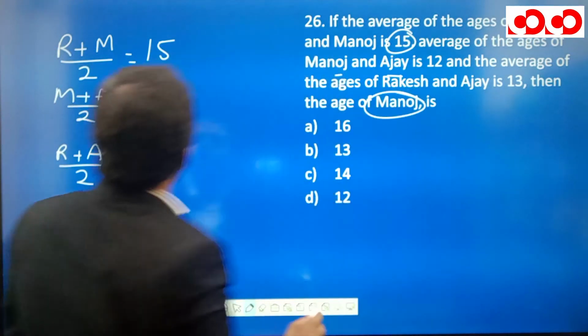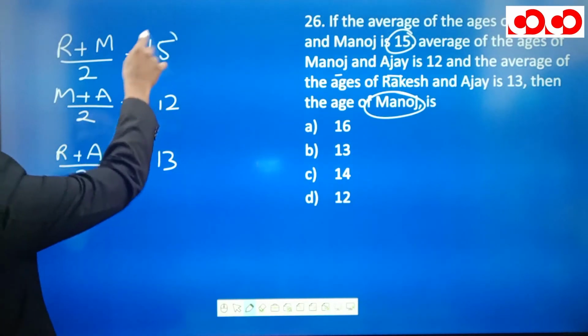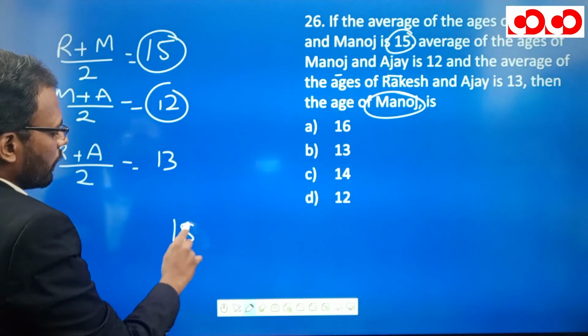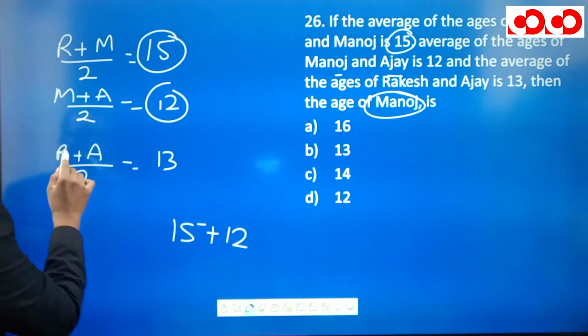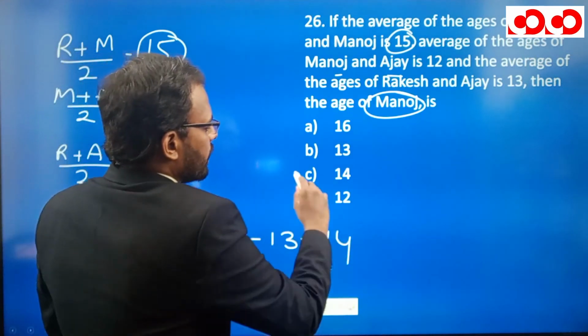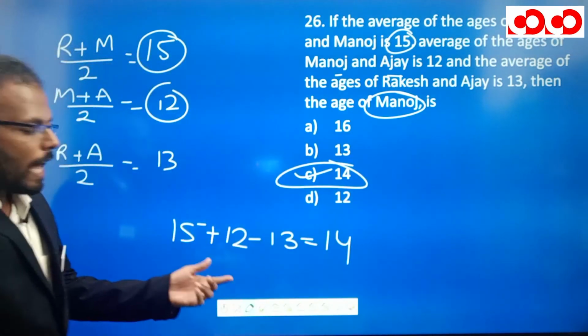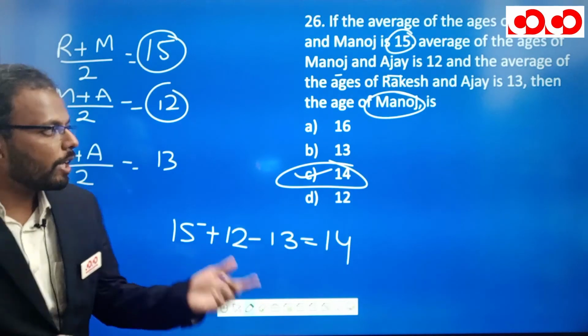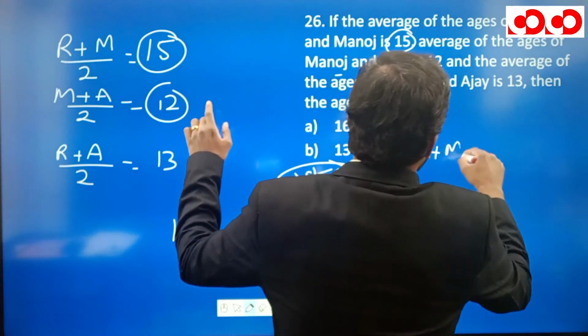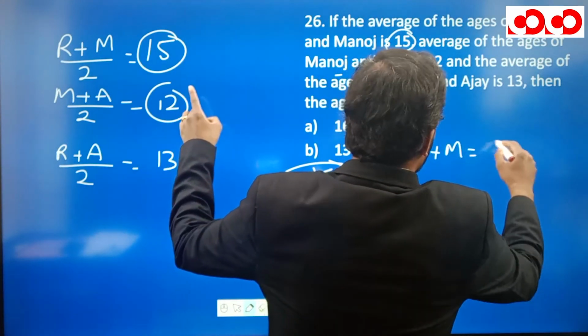For Manoj's age, what you need to do is add these two. Because Manoj is present here and Manoj is present here, it will be 15 plus 12, and Manoj is not here, so just minus 13. You will get 14, and that is the answer. See, I have given you the direct short trick. You can definitely solve it completely, because R plus M is 30.